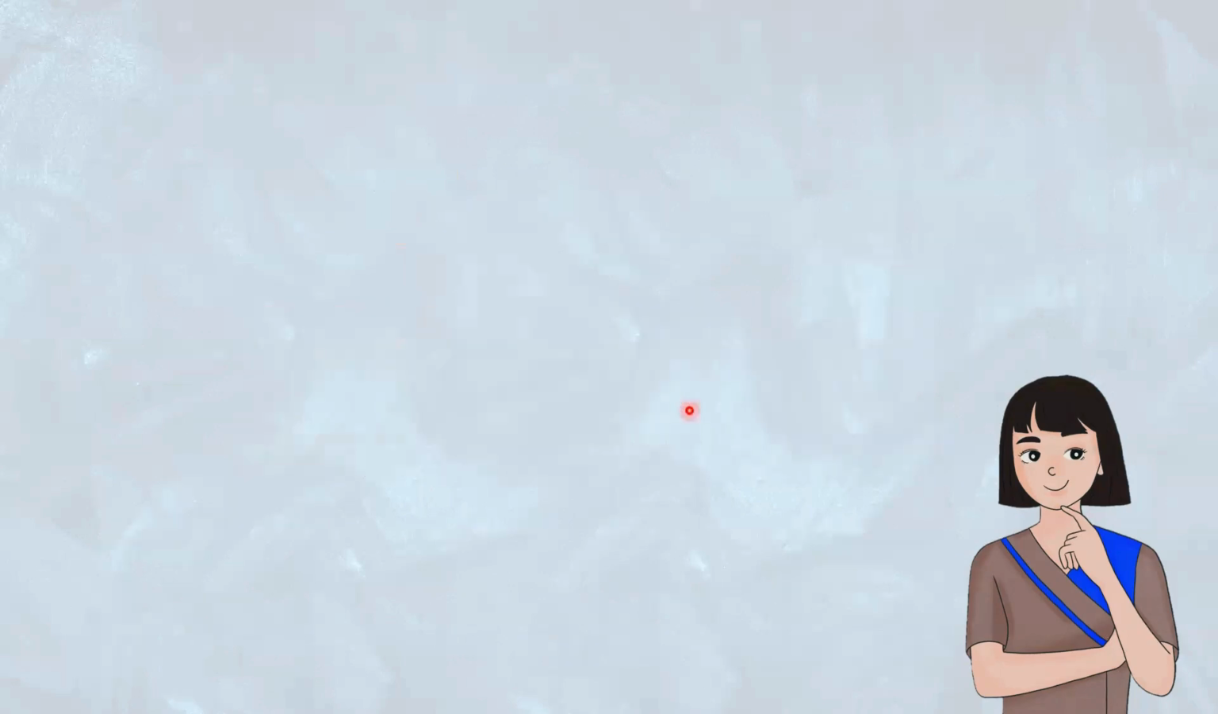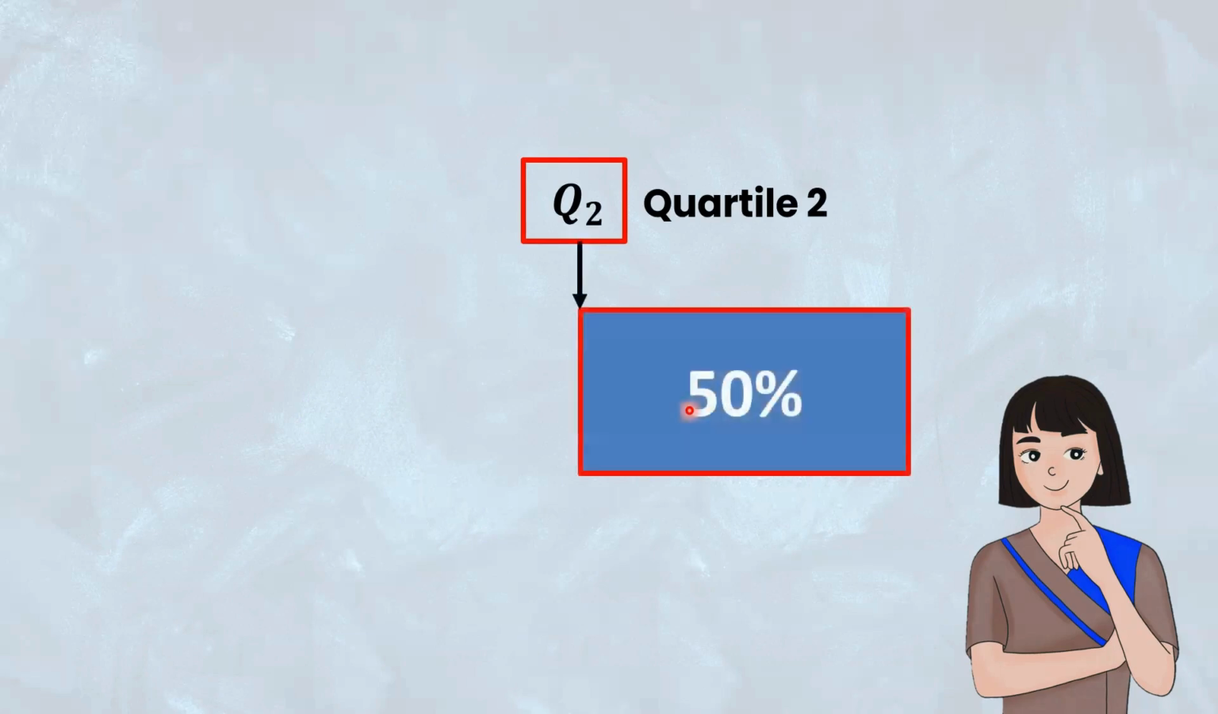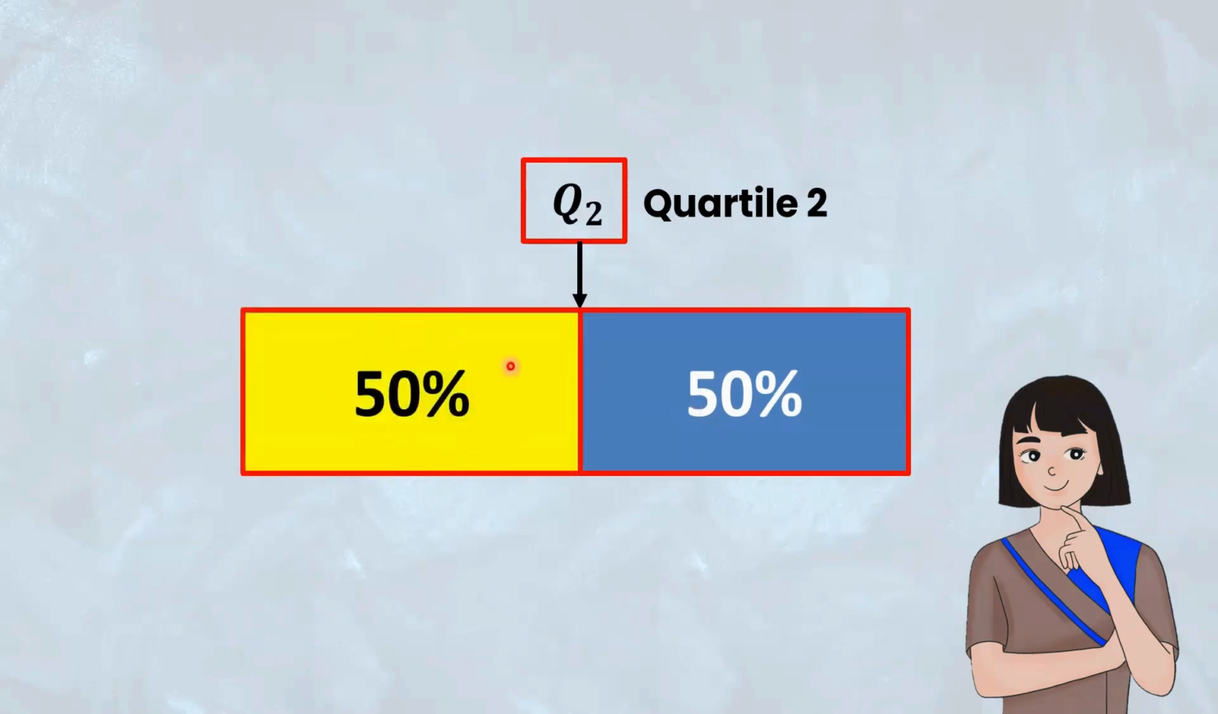Let's say this time, your score falls on the second quartile. If your score falls on the second quartile, it means that 50% of the test takers scored below your score, the yellow one, and the remaining 50% of the test takers, the blue one, scored above your score. In other words, you are at the middle of the test takers of that particular exam.